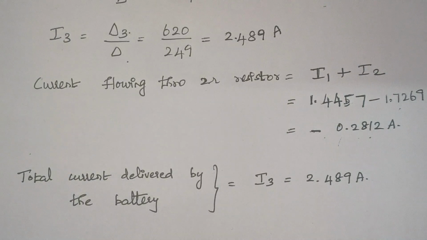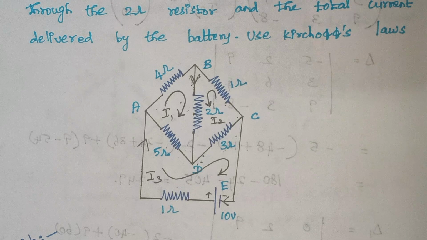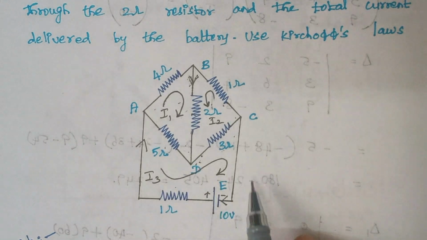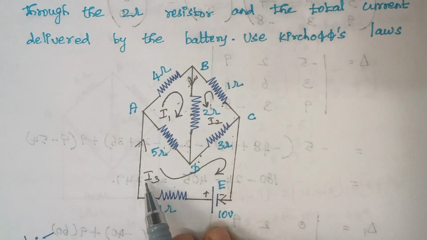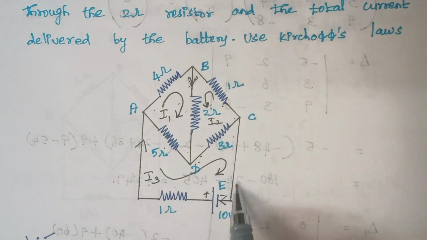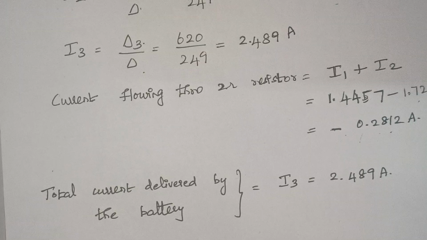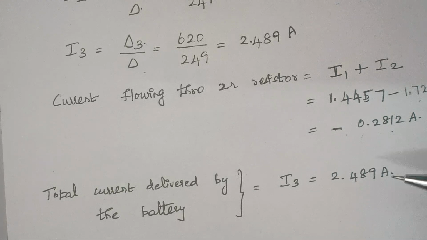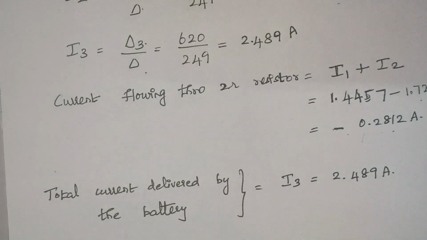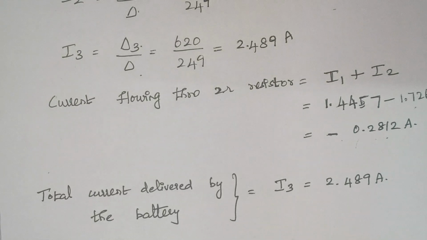And the next thing is the total current delivered by the battery. So here in this diagram, right, what is the current delivered by the battery? The current that is delivered by this battery is I3, right, because I3 is the current that flows through this part. So we had already calculated I3. Therefore, the value of I3 is 2.489 amps here. Right. So here comes the end of this problem.